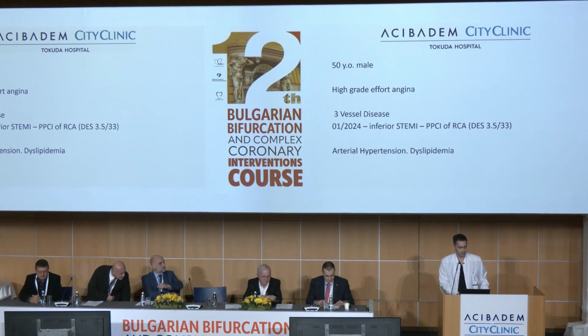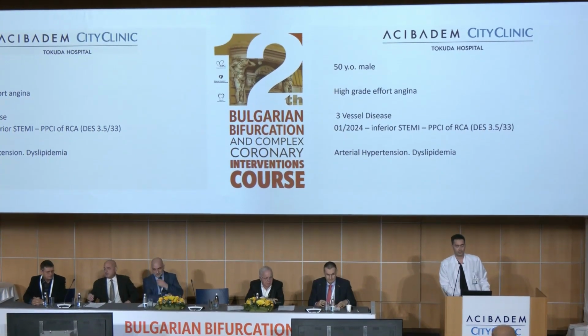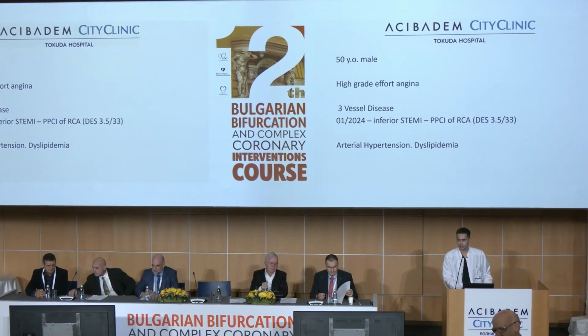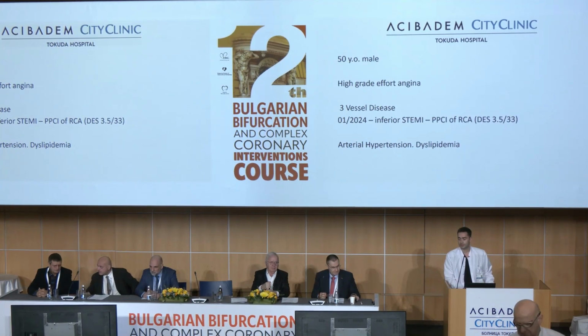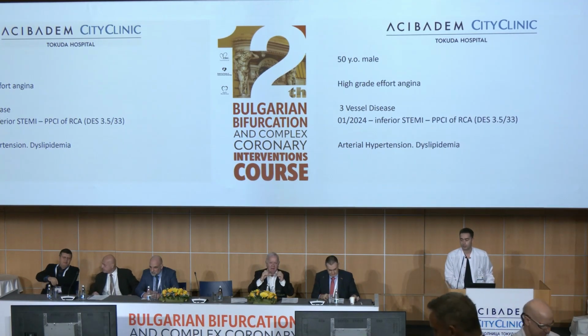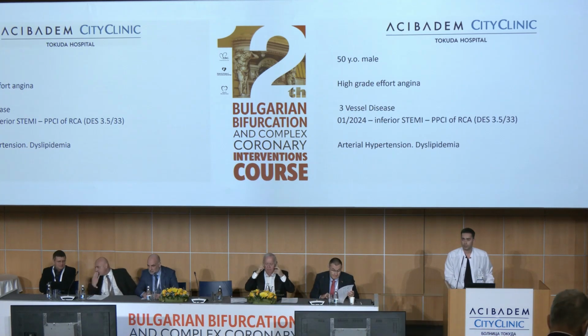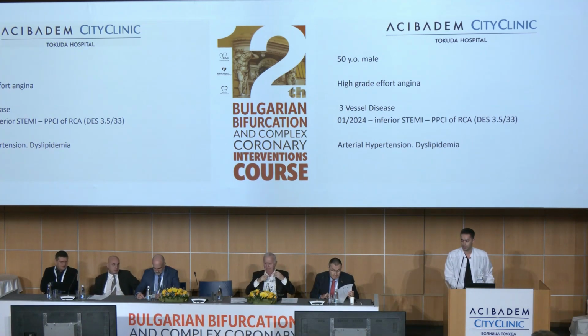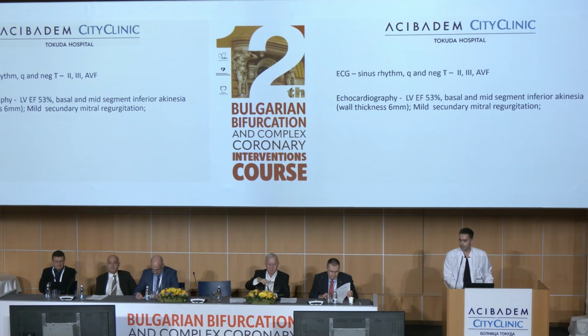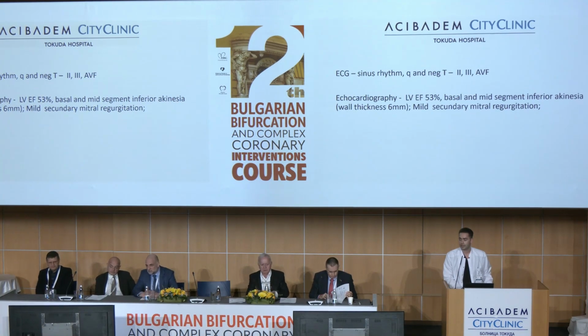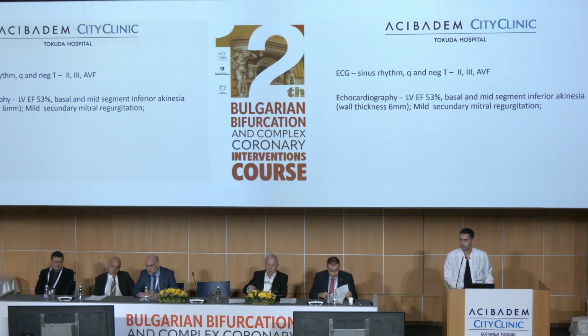It's about a 50-year-old male patient with high-grade effort angina. The patient has 3-vessel disease. This January he had an inferior myocardial infarction, and we performed primary PCI of the right coronary artery. Risk factors: hypertension, dyslipidemia. From the ECG we have sinus rhythm with Q and negative T waves in the inferior leads.